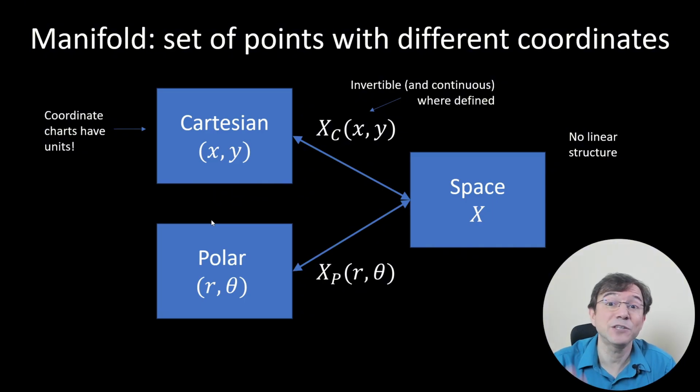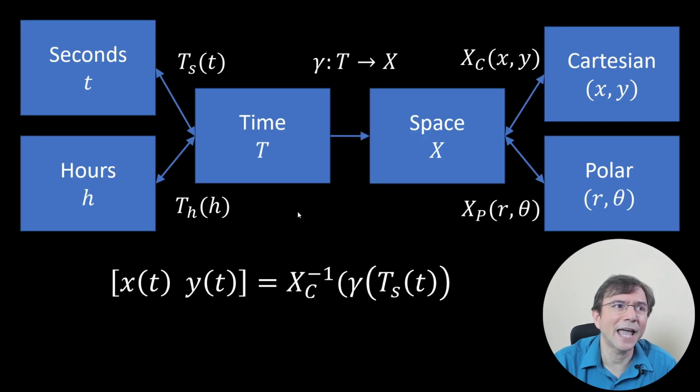That's how it works. That's what we would like to have in physics, because that's how things are. That's what we need to describe. Okay, so this is, for example, let's say that we have a manifold for time.